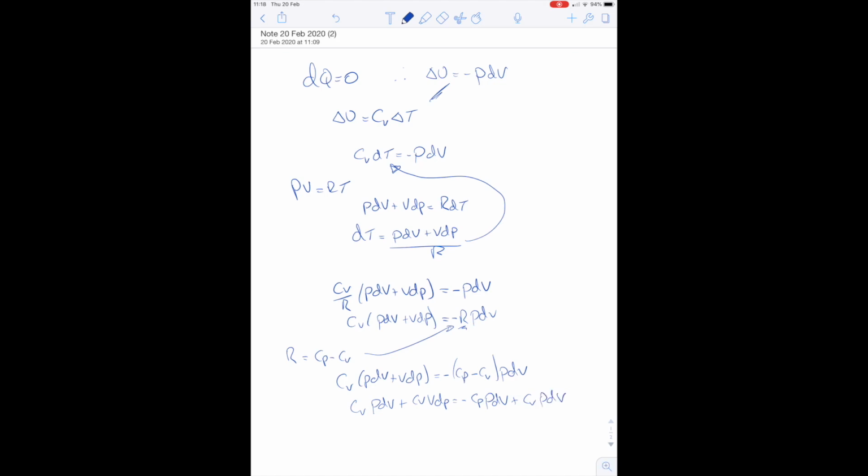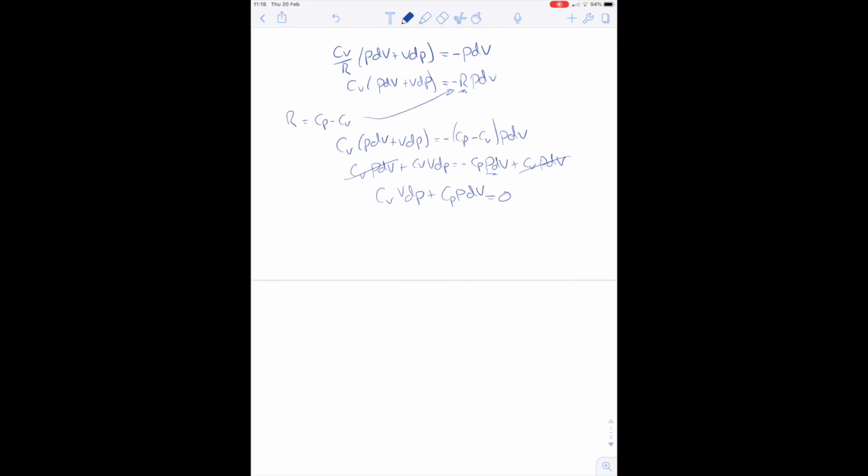Okay, now on both sides of the equation here we've got a Cv P dV term, so we can just lose that one there, and we can bring this term across to the other side. So this gives us Cv V dP plus Cp P dV equal to 0. Okay, so let's just rearrange this a little bit more. So V dP plus Cp over Cv, pressure, change in volume equals 0.